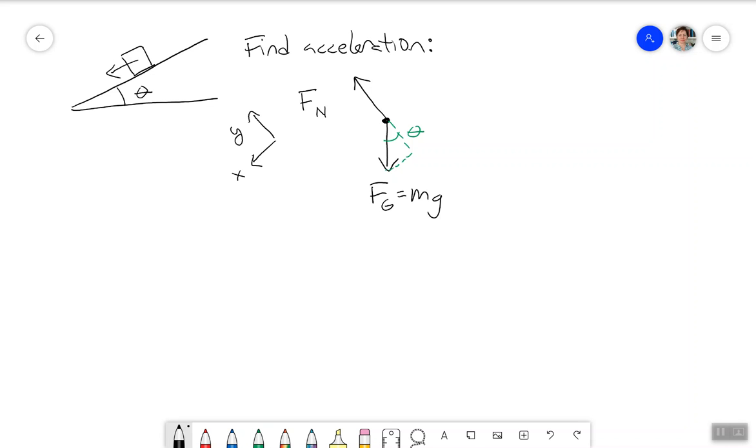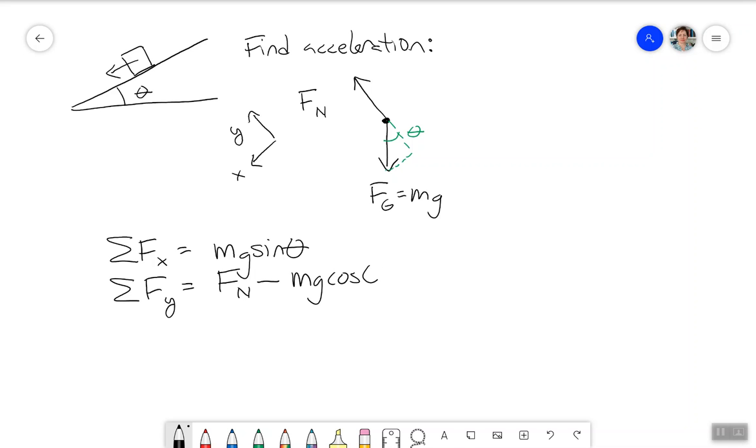Okay, the next step is to write down that the sum of the forces in the x direction is a bunch of stuff, and the sum of the forces in the y direction. In the x direction, we have mg sine theta, and that's it. That's the only force in the x direction. In the y direction, we have the normal force going upward, and in the minus y direction, we have mg cosine theta.